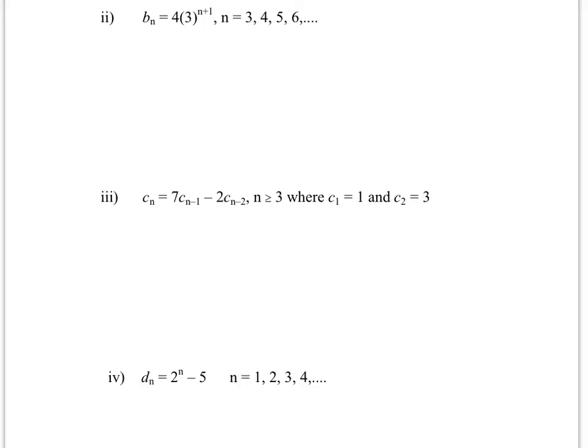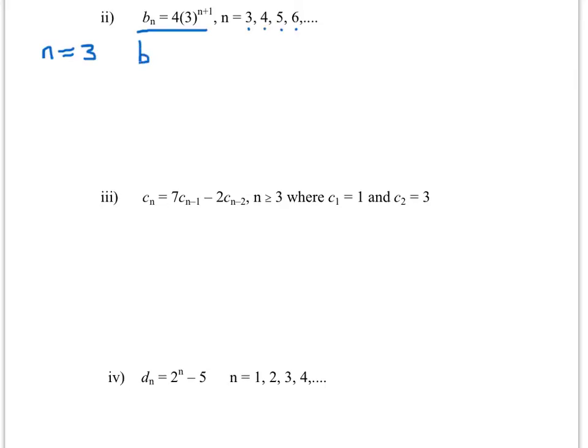Now let's look at part 2. Part 2, bn is equal to 4 times 3 to the power of n plus 1. This is a formula definition, and the formula works for n equal to 3, 4, 5, 6, and so forth. So the first term of this particular sequence occurs when n is equal to 3.